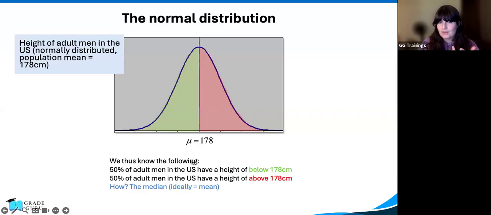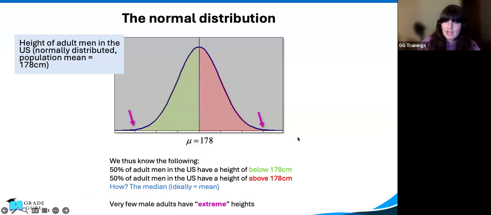The median. So do you see that if we start talking about probabilities, what is the probability of selecting a man from this population, and what's the probability that he'll be taller than 178? Well, at this stage, it's 50%. That is the probability. And in the tails is where your outliers or extreme values will lie. There are very few men who are really short and very few who are really tall. Most of the data is around the middle.